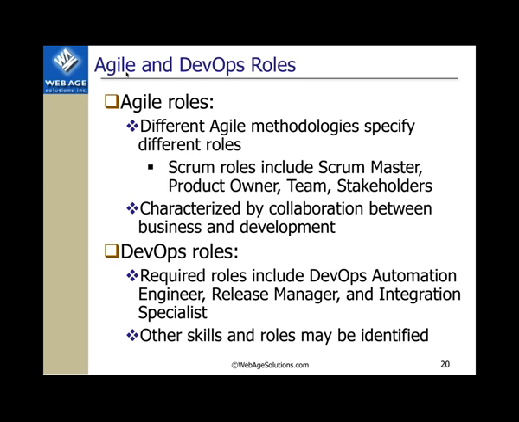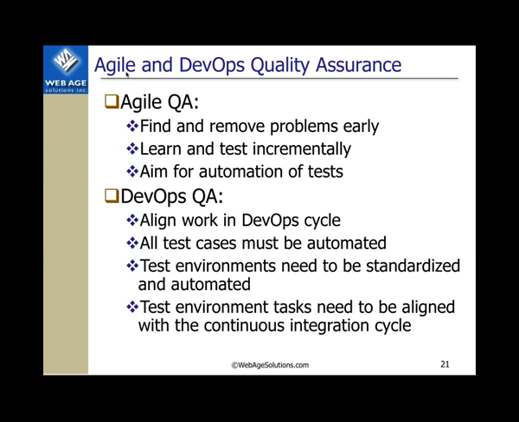For example, in Scrum, we have certain definitions for roles around a Scrum Master, product owner, team, stakeholders. And these roles define what those particular individuals, the individuals who are taking those roles, are responsible for and what they do and how they interact with others. And these roles are specifically designed to enable and really enhance collaboration between business and development.